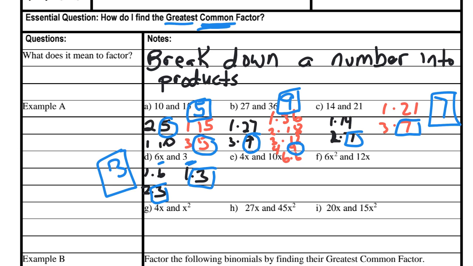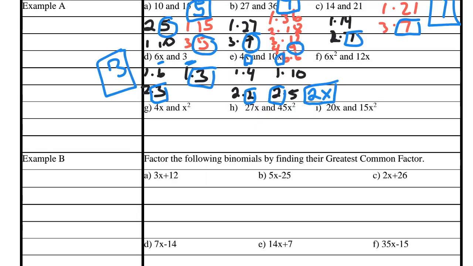But if I look at E, I see that they both have an x. So if I break down 4 into 1 and 4, and 2 and 2, and I break down 10 into 1 and 10, and 2 and 5, I see that they both have a 2, and I also see that they have an x. So in this case, the greatest common factor will be 2x, because they both share an x.